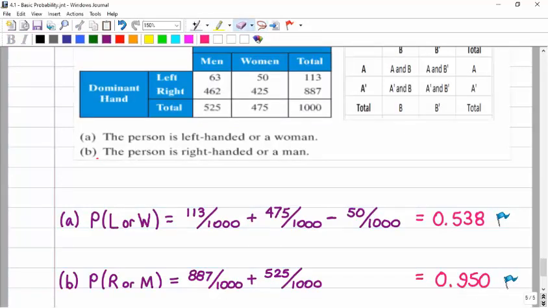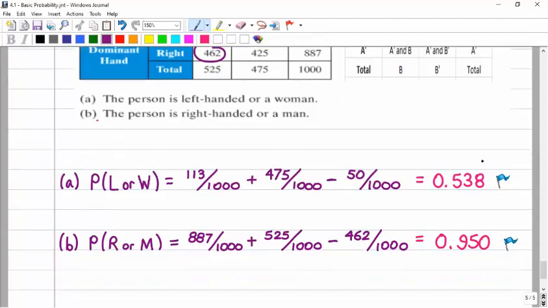Is it possible to be right-handed and male? I believe it is. So I got to subtract that off. Minus 462. So I've done this problem before, and that should add up then to 950 over 1,000 if you add that up. And then, of course, making a decimal makes it 0.950. And there we go.